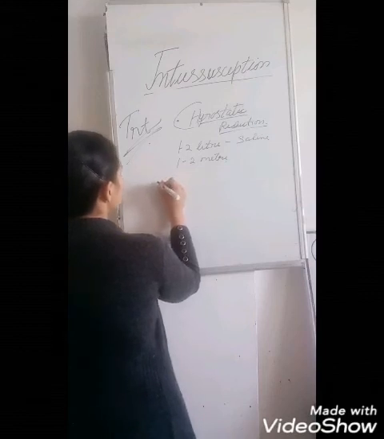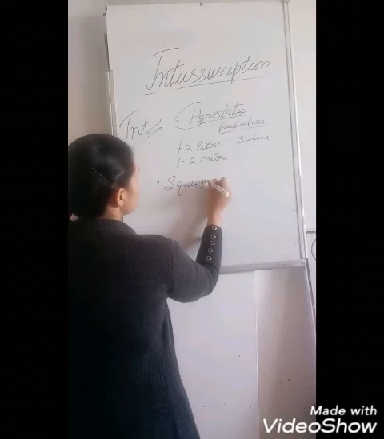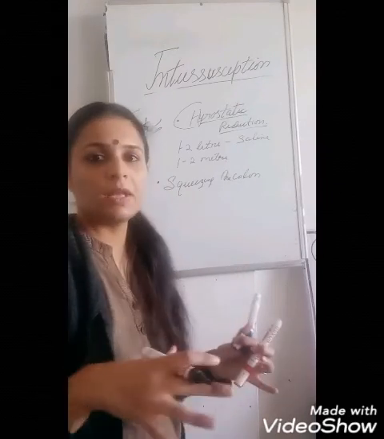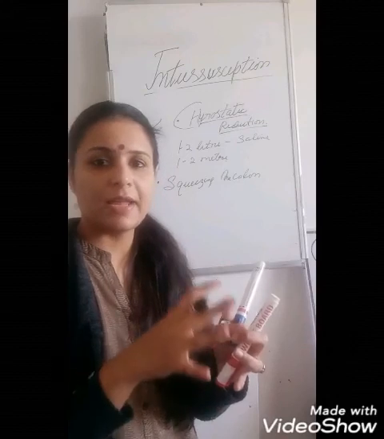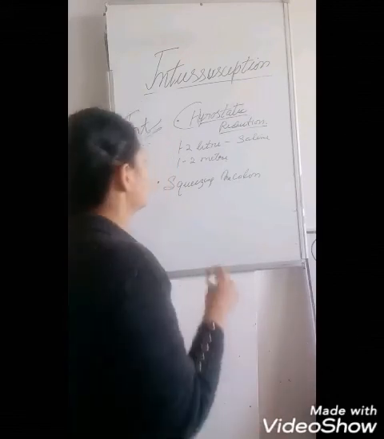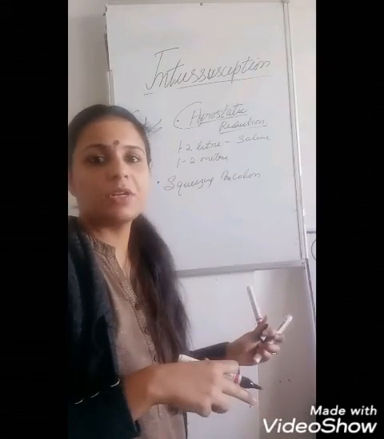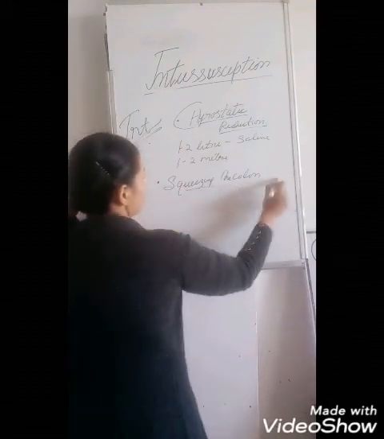Another way is squeezing the colon in the opposite direction. Squeezing the colon in the opposite direction will reduce the adhesions at the neck area, and you have to apply pressure with the little finger. So squeeze the colon in the opposite direction by applying pressure with the little finger. That will also reduce the intussusception.